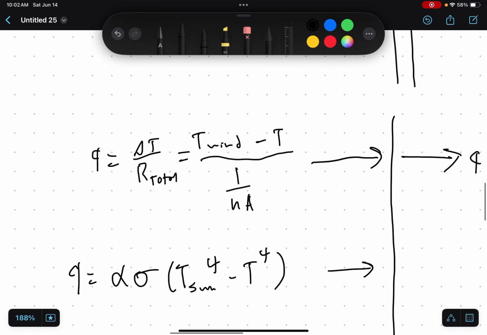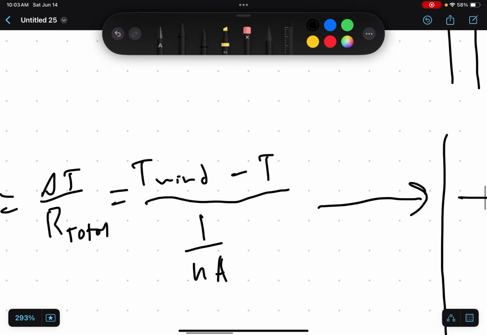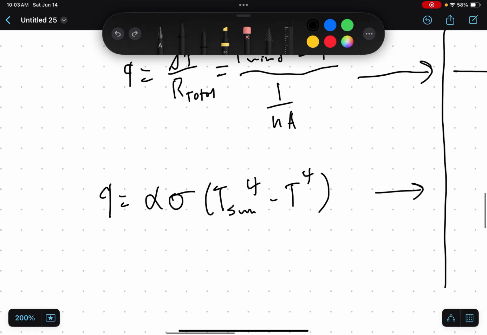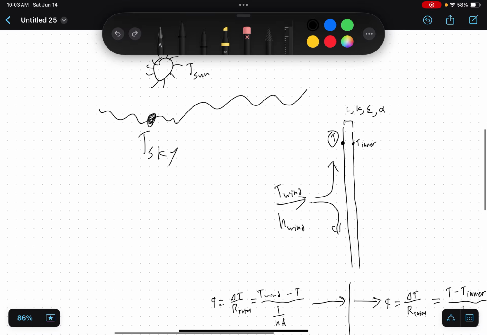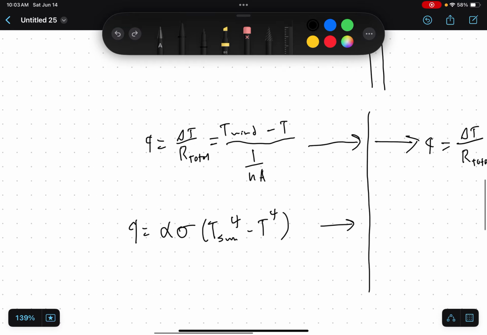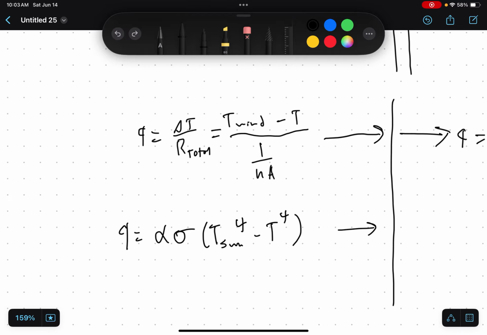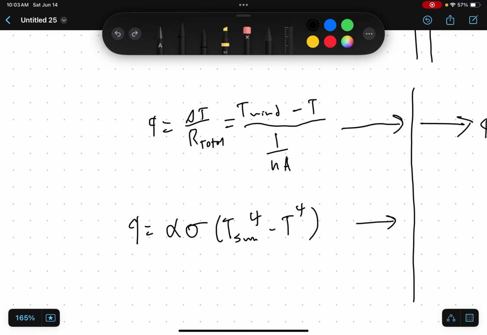So for convection and conduction, we just had temperature to the first power. For radiation, it's temperature to the fourth power. A sun that's at 5,000 Kelvin to the fourth power is a huge number, and chances are this value will be so much greater than the other that it can cancel out. But I'm going to include it because it's proper to include it.